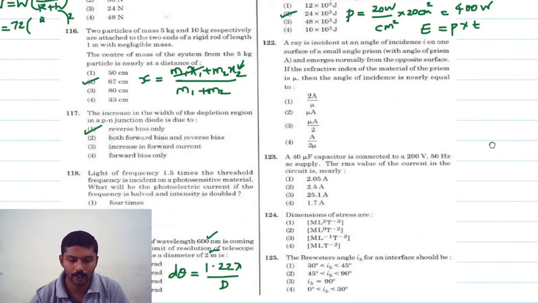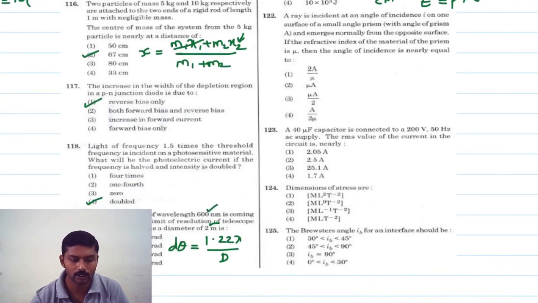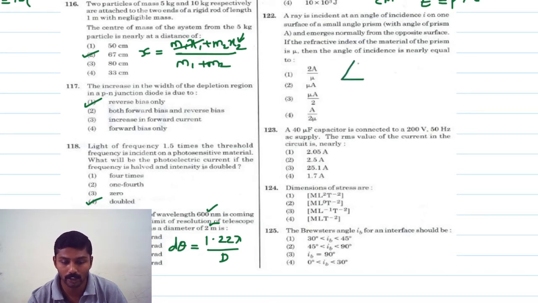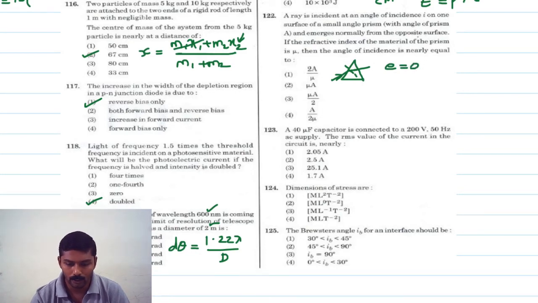Okay, now 122 shows a question from prism. A ray is incident at an angle of incidence I on one surface of a small angled prism. It's already said that it's a small angled prism. The angle of the prism is very, very small, and the light emerges normally from the opposite surface. That means from here it comes normally out, so when you draw the normal over here, the incident light is this. It comes out normally. That means the angle of emergence will be equal to 0, right?